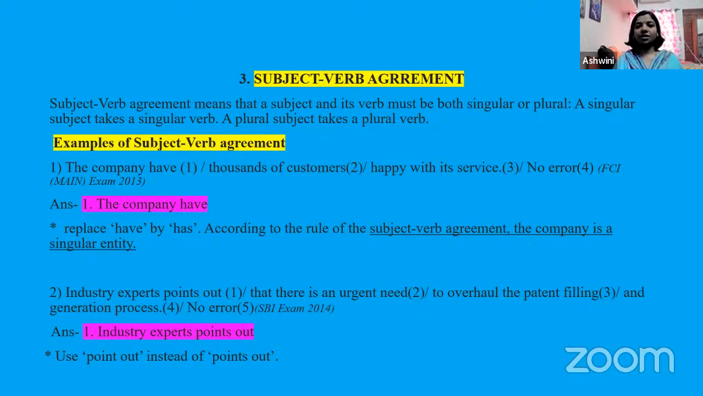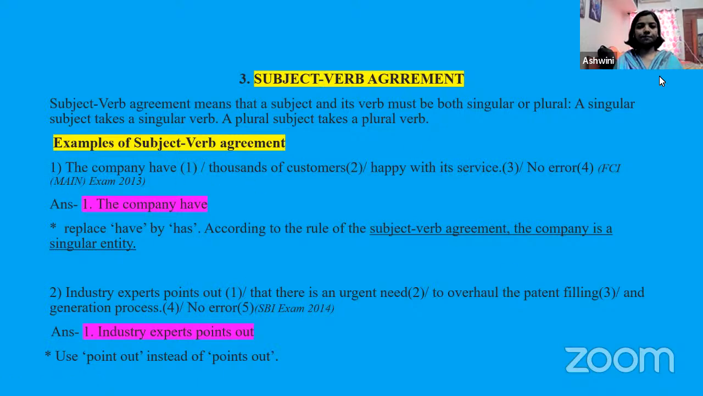Okay, ये important है आपके लिए कि a singular subject takes a singular verb and a plural subject takes a plural verb. ये important है, keep it in your mind. Now examples of subject verb agreement: a company have thousands of customers happy with its service, no error is found. ये question पूछा गया है FCI मेंस examination में, 2013 की जो एग्जाम हुई थी FCI की, वहां पे उस पर एक क्वेश्चन पूछा गया है.